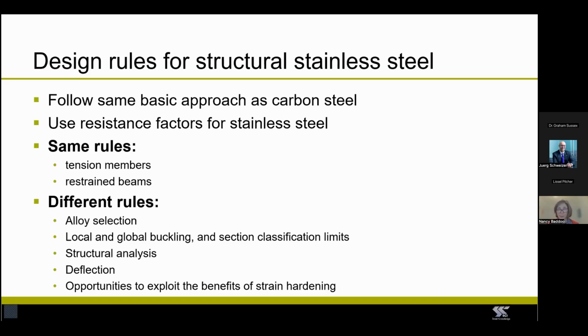You'd end up using the same rules for tension members and restrained beams, because non-linearity doesn't come into that behavior. But you would need to follow special rules for alloy selection, for buckling, section classification, structural analysis, deflection, and opportunities to exploit the benefits of strain hardening should be seriously considered if you're designing, for example, cold-formed hollow sections.